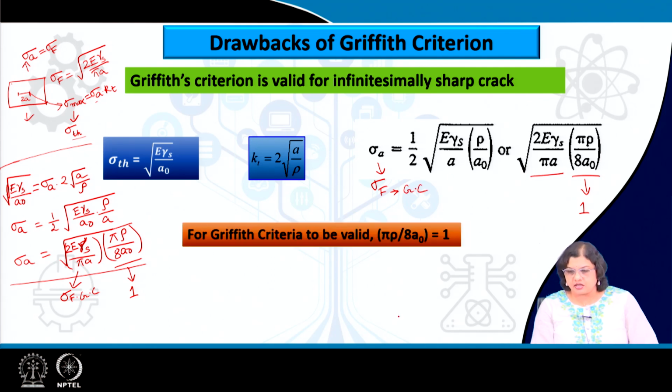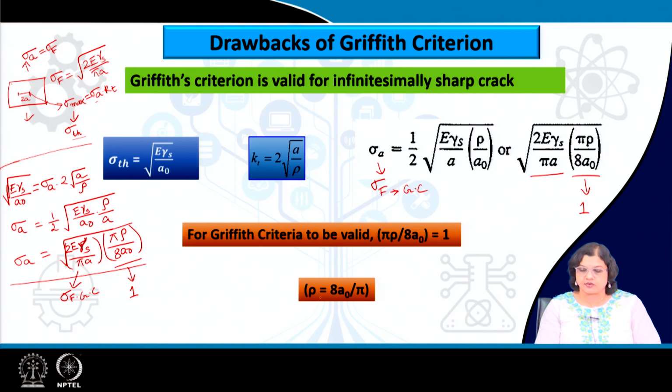So the condition to make the Griffith criterion active is pi rho by 8 A0 equivalent to 1, which makes rho equal to 8 A0 by pi. This is nothing but the radius of curvature of the crack. That means the tip radius of the crack should be 8 A0 by pi or even lesser. We know that A0, the interatomic distance, is sometimes on the order of angstrom. So you can imagine that the rho value should be really very sharp, of the order of a few atomic distances, so that the Griffith criterion gets valid.